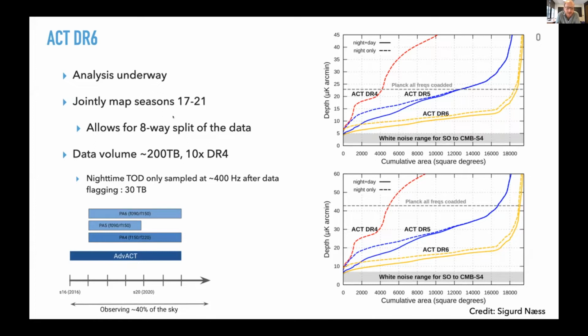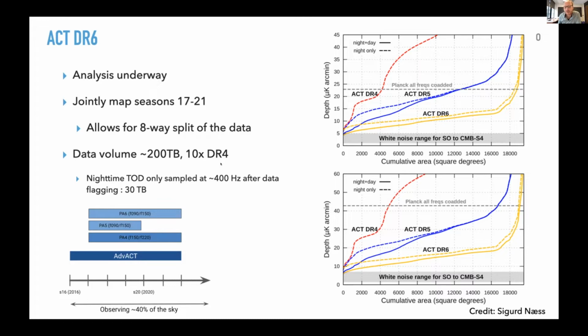which gives us the nice property that we can make this 8-way split of the data, which is useful for noise estimation. Just for general interest, the data volume comes down to roughly 200 terabytes, which is about 10 times that of DR4.